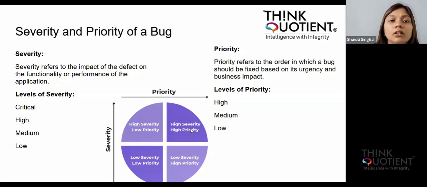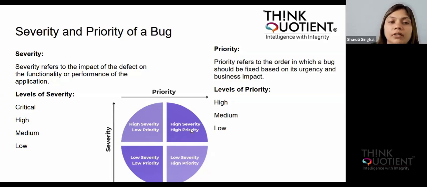Then low severity and high priority. It is not going to have an impact on my system. Low severity is, for example, a spelling mistake, or the color of the font is not that good, so it looks very unprofessional, or the logo is missing.